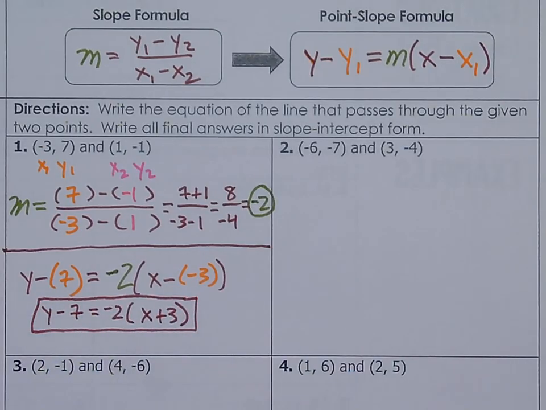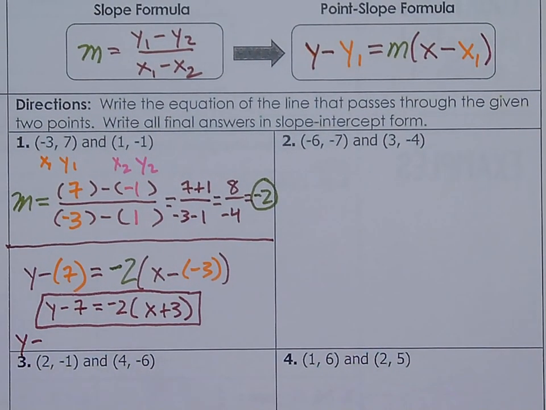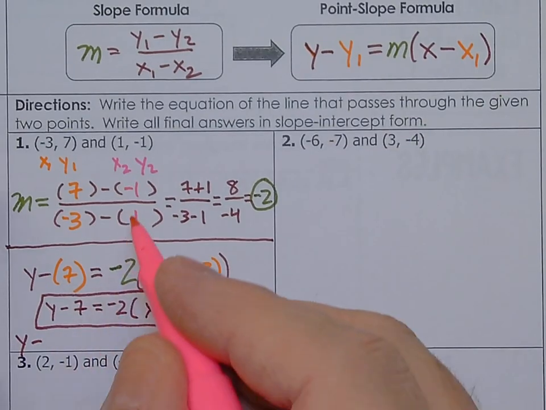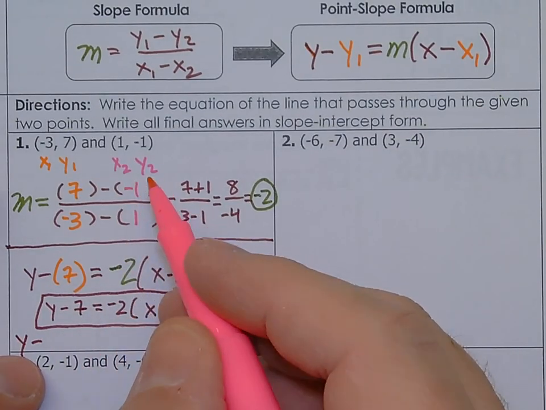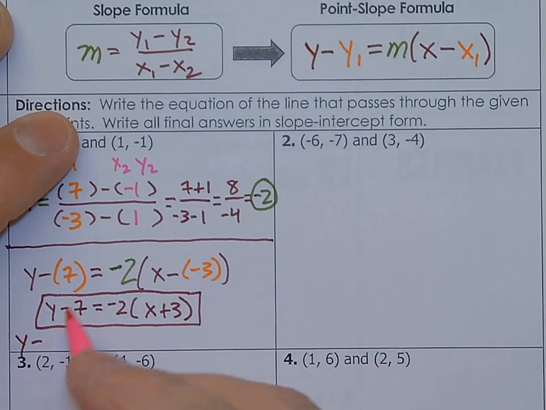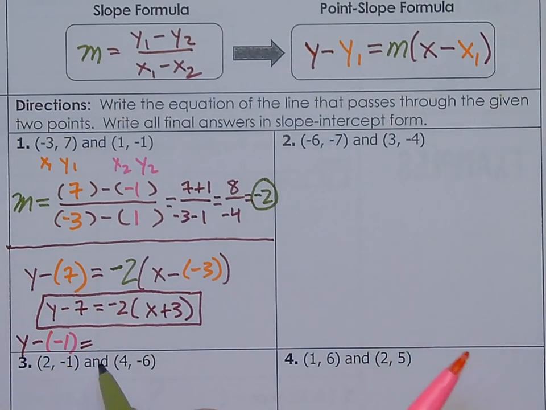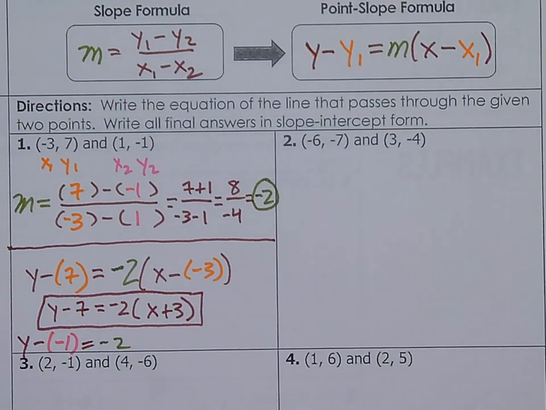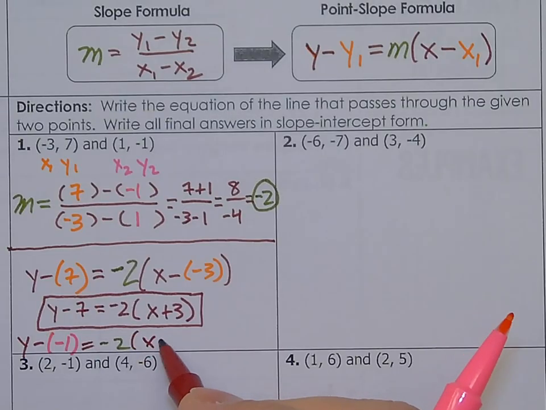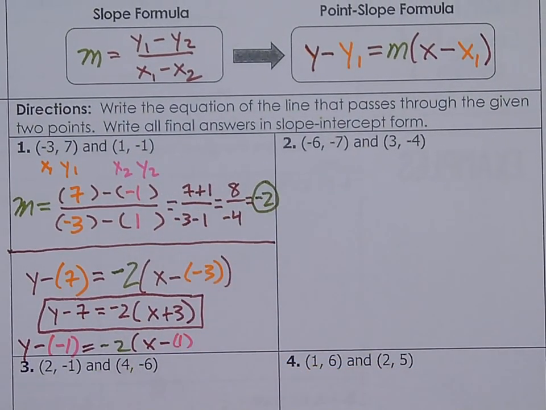If I had used the other ordered pair here, I would wind up with y minus, in this case it says y2 here, but if I just had the one pair, it would be called y1. So I'm just going to use the y coordinate there, equals negative 2 times x minus, and then my x coordinate here is 1. I'm going to put that in parentheses again.